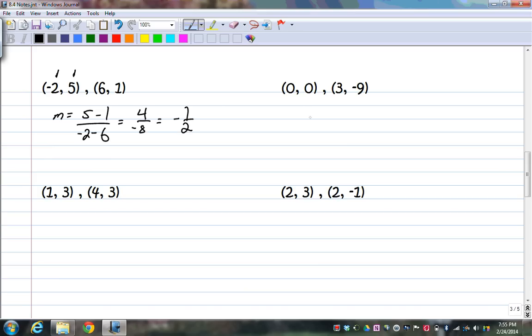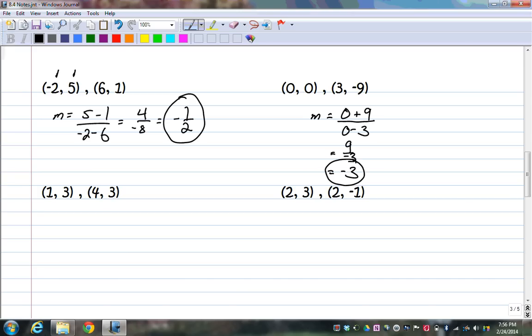For the next one then, I have m is equal to 0 minus negative 9, which is the same thing as 0 plus 9, over 0 minus 3. And that is 9 over negative 3. And the slope here is negative 3. You can have a fraction like this. You could have a whole number like this. You could have an improper. You just can't have a mixed.